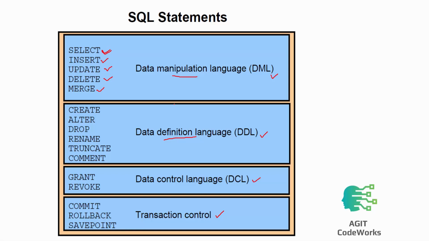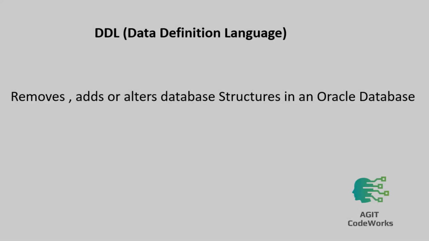So that's for DML. Now let's go right down to DDL, data definition language. So what's data definition language? So I'll give you a definition first of all. DDL is used for removing, adding, or altering data structures in an Oracle database. Now what do I mean by data structures? Now remember, the Oracle database stores data in rows and columns, which are called tables, right?